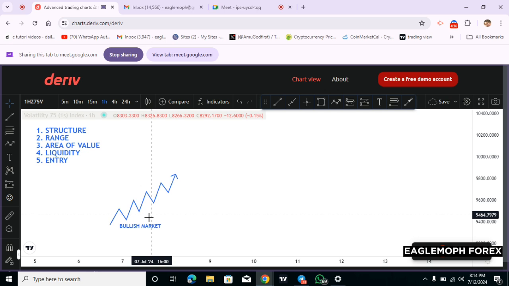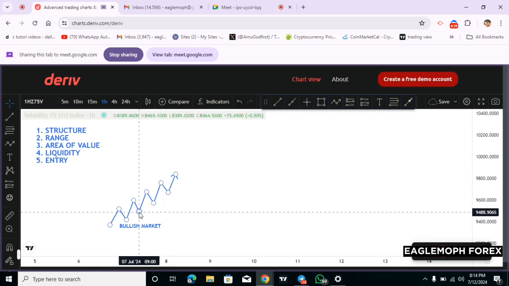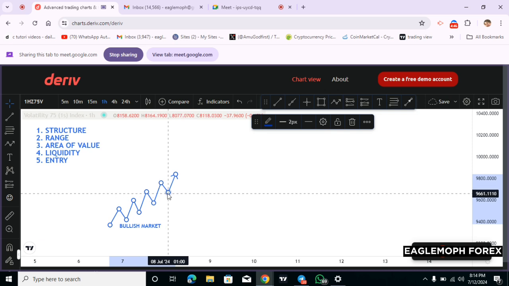And if you are talking about a bullish market, what are you expected to do as a trader? It's simple. You are supposed to be looking out for buying opportunities. When the market is bullish, don't be looking out to sell.